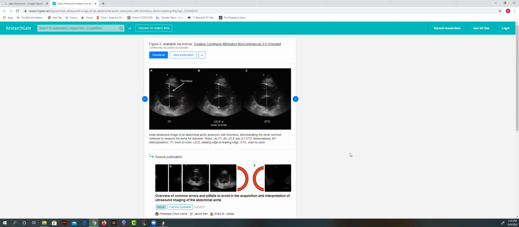Oh, maybe I'm not wrong. Anyway. Demonstrating 3 common methods to measure. Okay, well, there's wrong, and right. That's one way of looking at it.